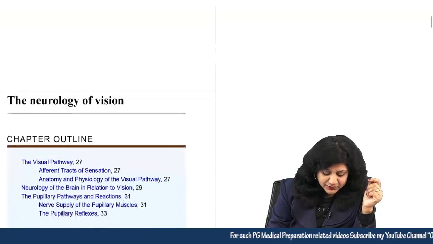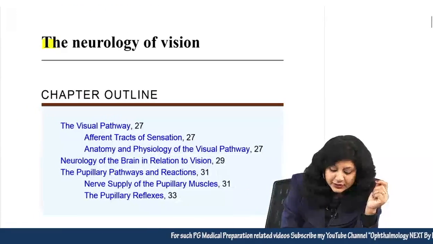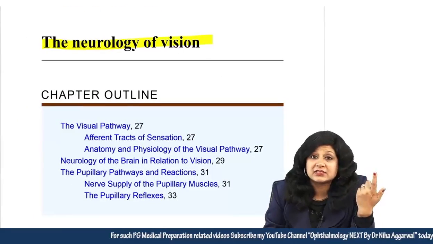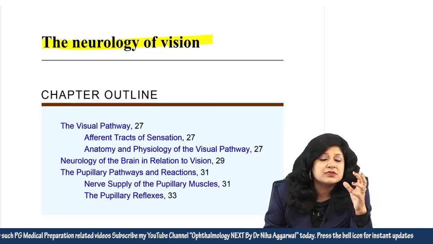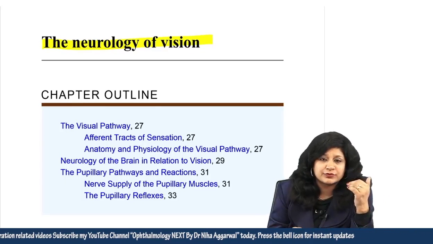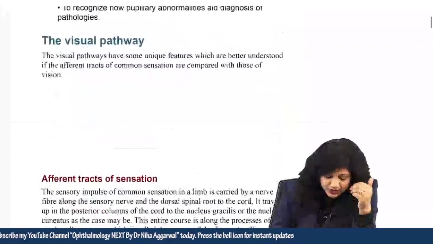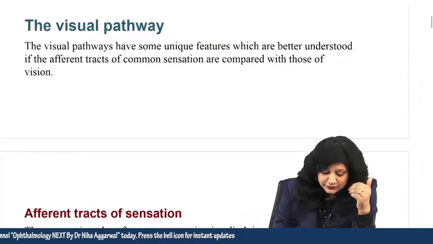In this chapter, it is basically concerning the neurology of the vision. I think it's a very important aspect because we always fear neuro-ophthalmology. So this will be the basics of neuro-ophthalmology. So let's talk about the visual pathway.